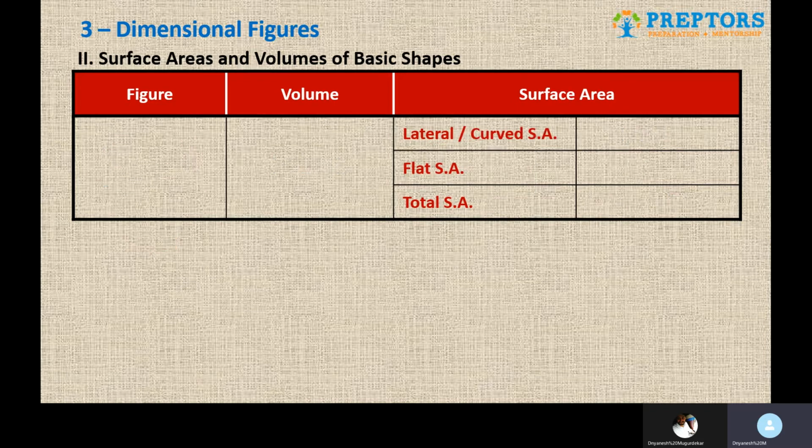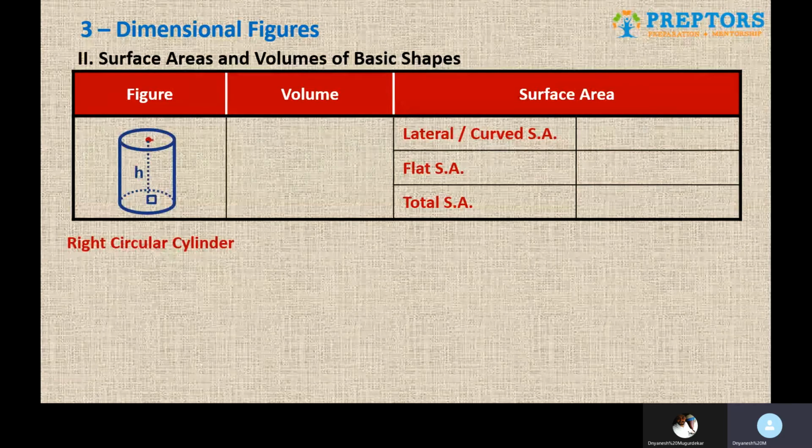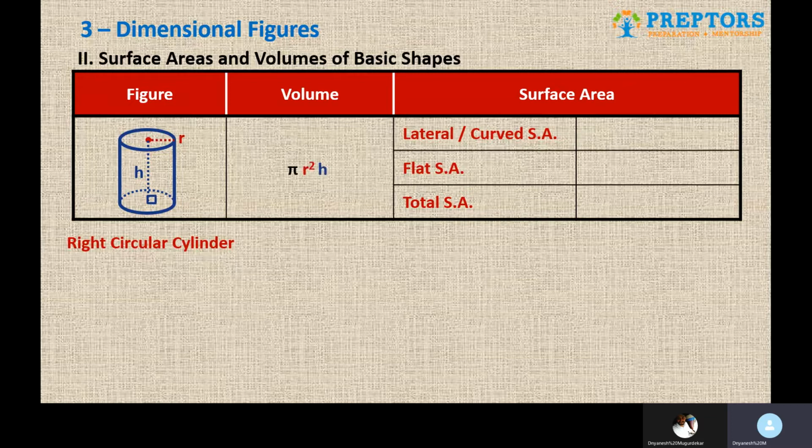The next shape is a right circular cylinder, two additional terms, the base radius small r and the height of the cylinder h. Volume, again it's a prism only. Prism's volume is area of base into height. In the base we can see a circle. Circle's area is pi r square into height which is h. So volume becomes pi r square h.